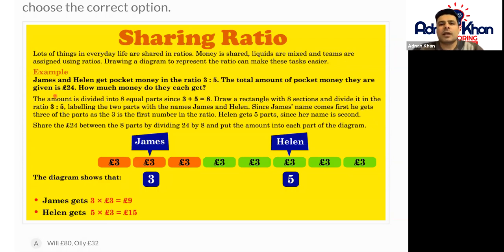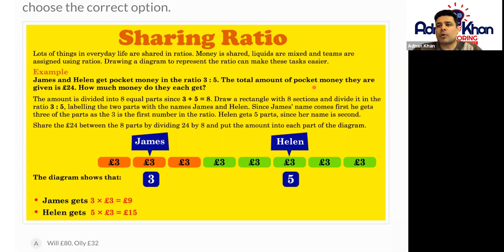So for example, James and Helen get pocket money in the ratio of 3 to 5. So now you can see that James's name comes first, Helen's name comes second. And they get pocket money in the ratio 3 to 5. So that means that the first number 3 will correspond to the first name, which is James, and the second number 5 will correspond to Helen because she's second on this particular list.